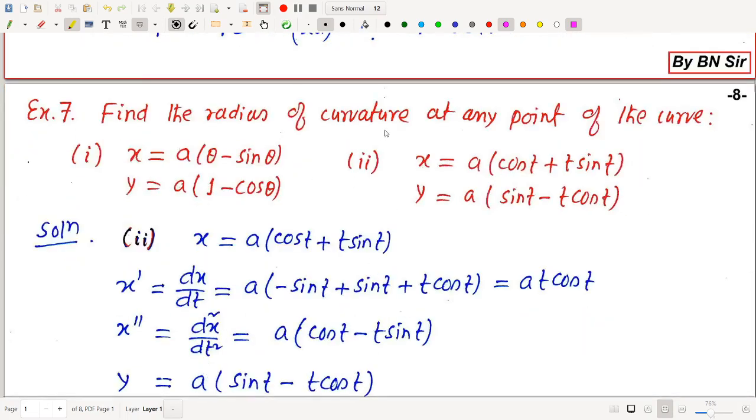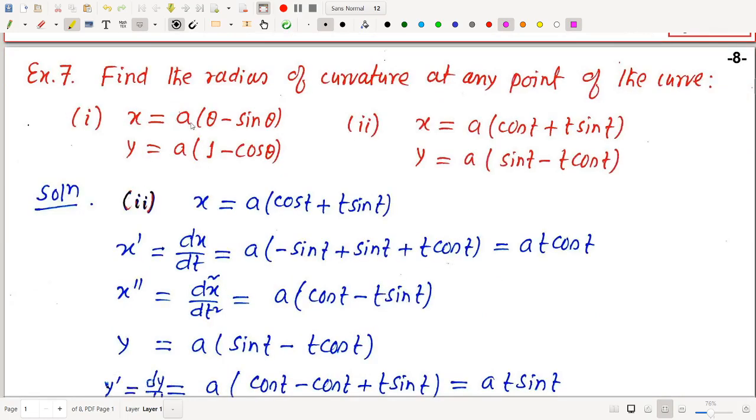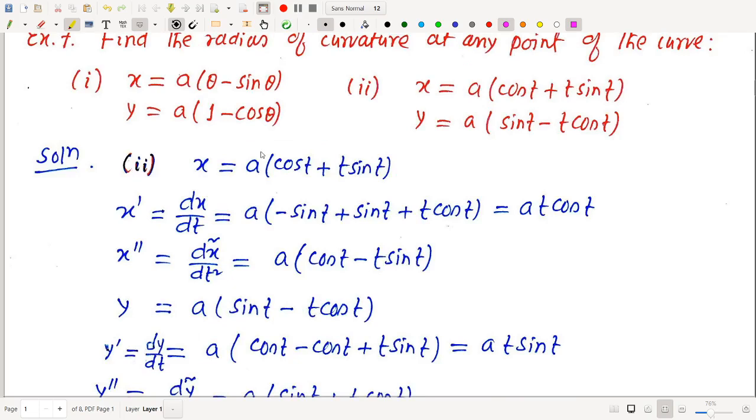Find the radius of curvature at any point of the curve. First curve is x = a(θ − sin θ), y = a(1 − cos θ). Here θ is the parameter. This is the parametric equation of a curve. And number 2 is x = a(cos t + t sin t), y = a(sin t − t cos t). Here the parameter is t. This is also a parametric equation of a curve. Now let us do Roman 2 first.